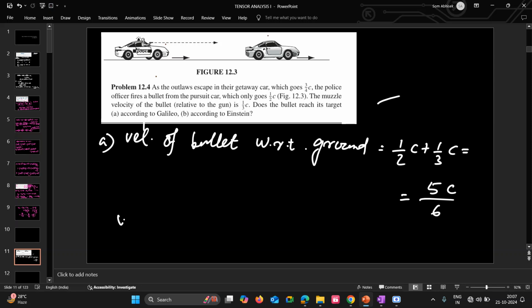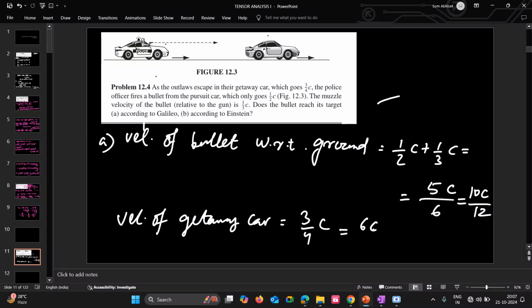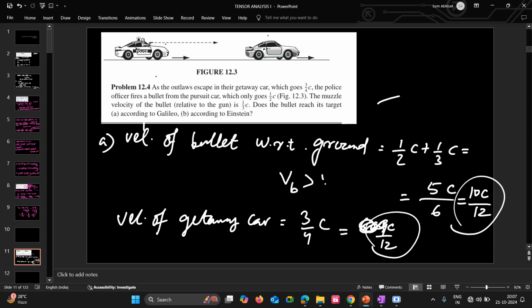Velocity of the thief's car or getaway car. Velocity of the getaway car is how much? It's 3 by 4. So if we equate them, let's make it 10c by 12. This is 5c by 6, which is 10c by 12, and this is 9c by 12. So the velocity of the car is this one, and the velocity of the bullet is this one. That means the bullet velocity is greater than the velocity of the car. That means the bullet will reach the car.